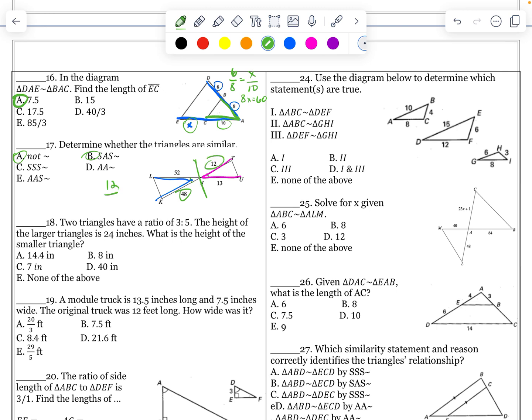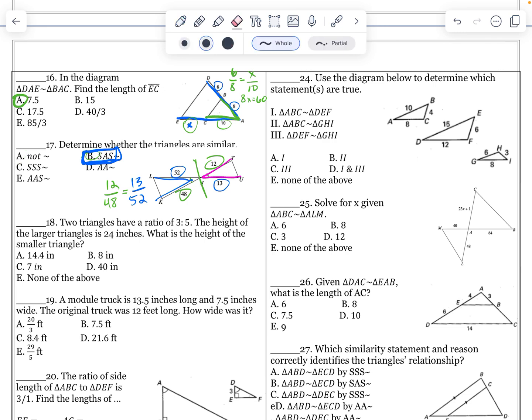So 12 over 48 equals 13 over 52. Again, not the only way to set this up, just the way I happen to do it. Let's see if this ends up being equal. 12 over 48 is 0.25. 13 over 52 is 0.25. Yep, so it is SAS.